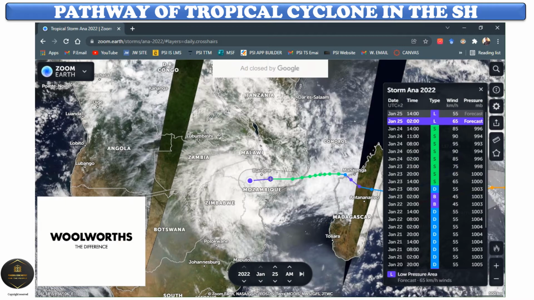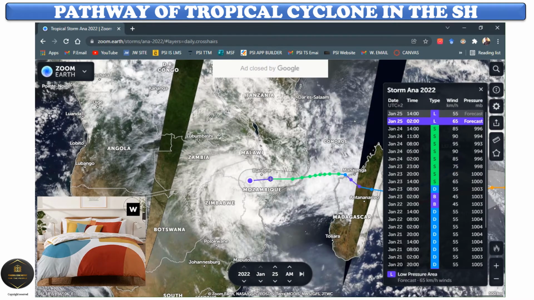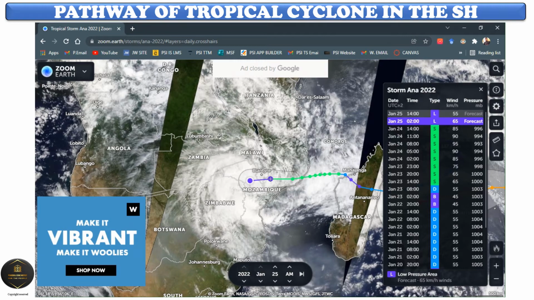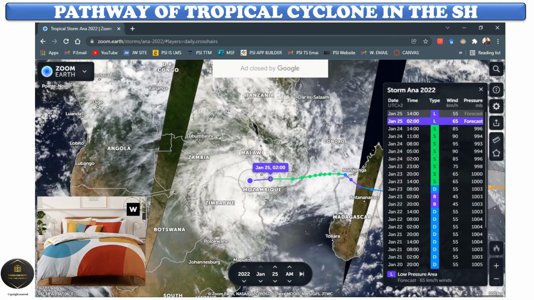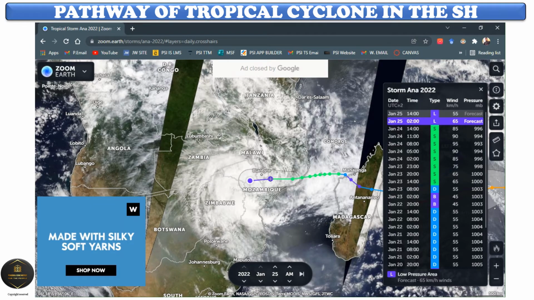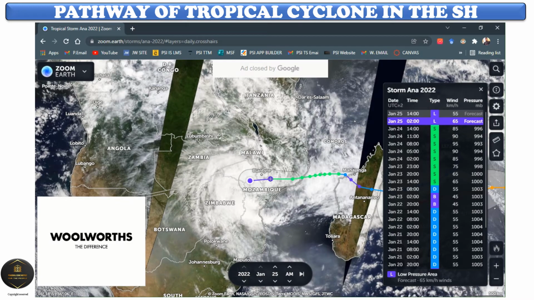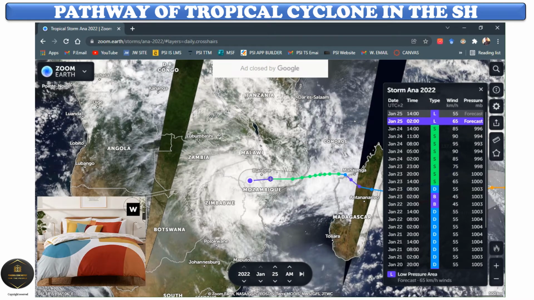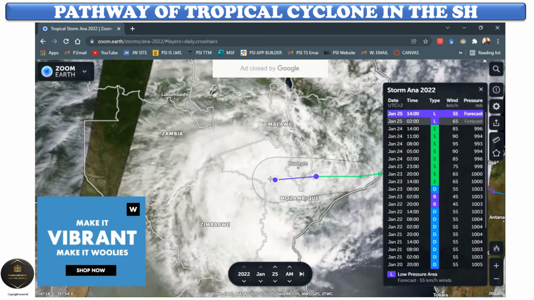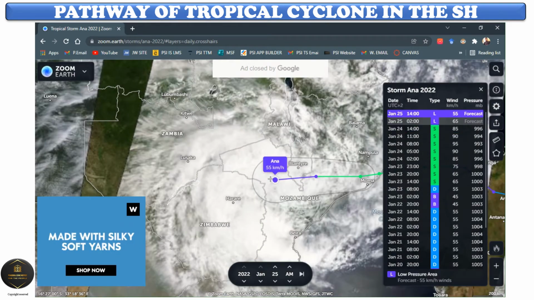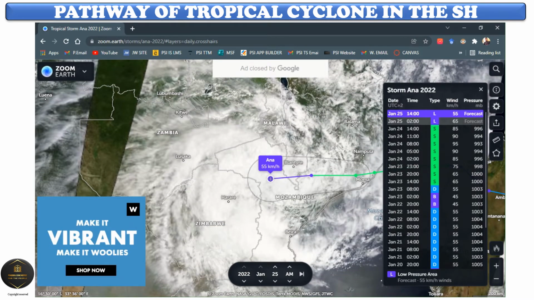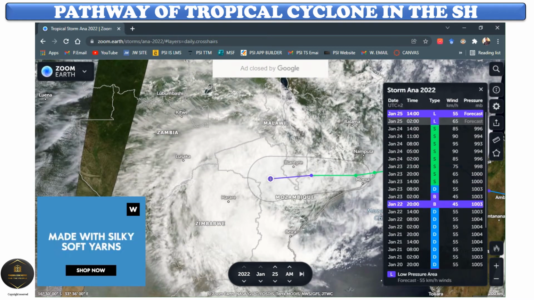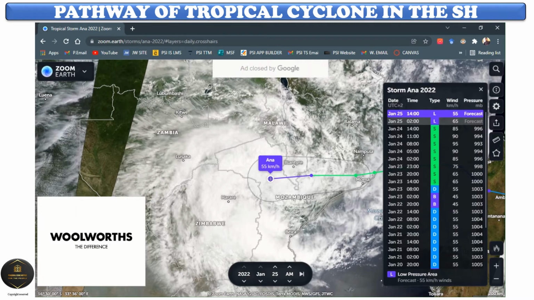Rather, it is exposed to terrestrial radiation, and more friction from mountains and vegetation, and as a result the pressure starts increasing in the system. So we see that this was the last point that the system reached. Here the wind speeds are 55 kilometers per hour, so they are very, very weak.